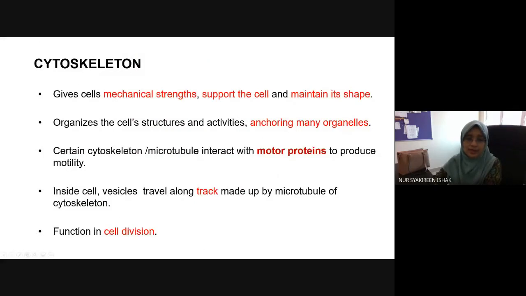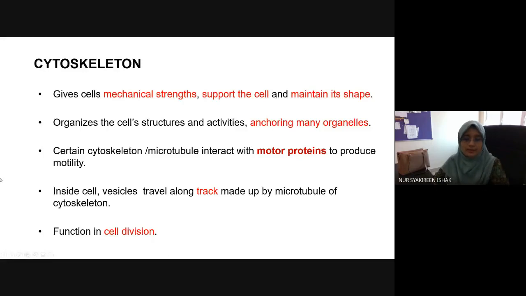So this is the overall overview of the function of the cytoskeleton. One, it gives the cell mechanical strength, supports the cell, and maintains the cell shape. And why? Because an animal cell does not have any cell wall to maintain the shape of the cell. It does not have any central vacuole to cause the cell to be turgid. So the structure that can maintain the cell shape is the cytoskeleton.